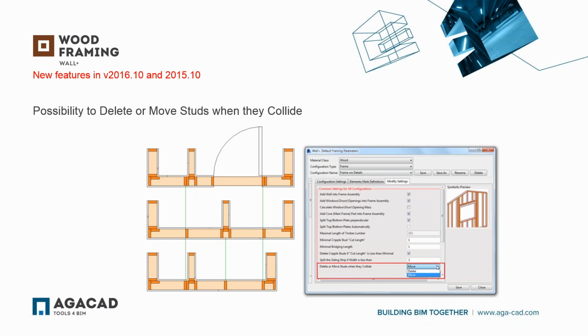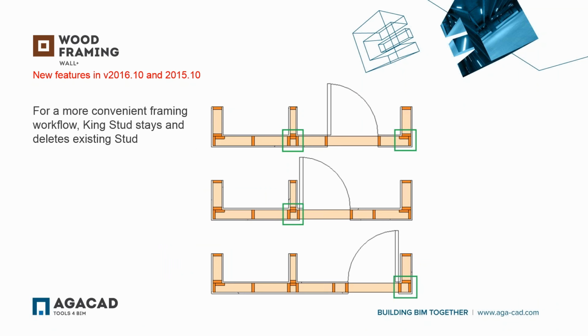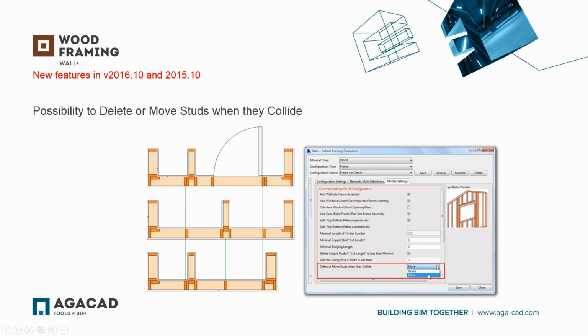Then we added the possibility to delete or move the studs when they collide. So for example, if the door is moved to the corner with the T connection, what to do with the studs? It has to be deleted or it has to be moved. If it has to be deleted, then if the door connects, the king stud stays and the stud from the connection will be deleted. The same if we move the same door to the L corner, what to do with this stud? Again the king stud stays and the stud is deleted. Okay, so again we added the possibility to very easily control what to do with the studs. It should be moved or it should be deleted.